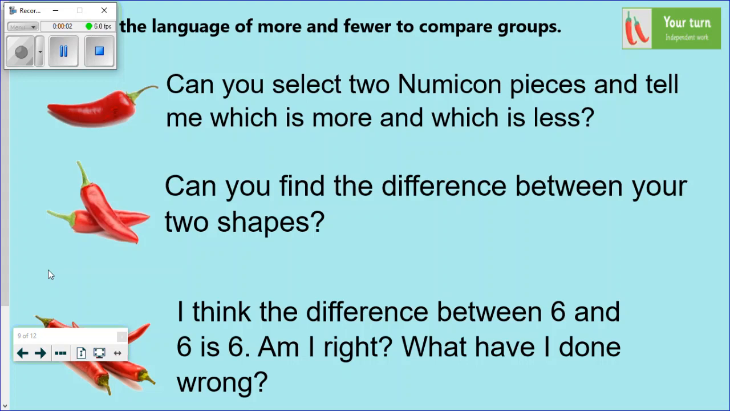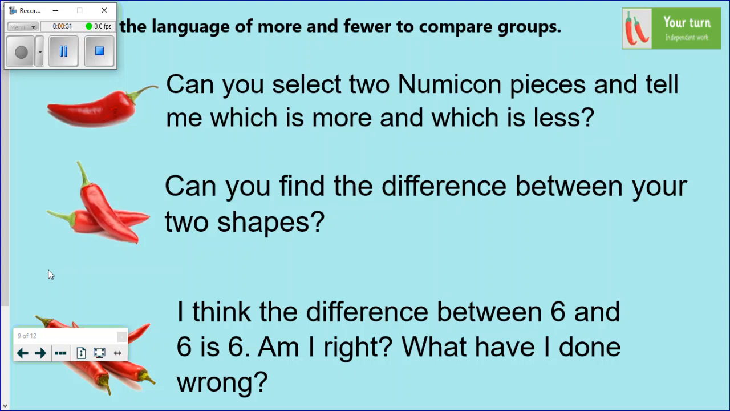Okay, reception, here are your chili challenges for today. So, your chili 1. Can you select 2 Numicon pieces and tell me which is more and which is less? Perhaps you could put them in a bag and pull them out so you can't see. Your chili 2. Can you find the difference between your 2 shapes? So don't forget to put the shapes on top of each other. What number is missing? Remember, that's the difference.